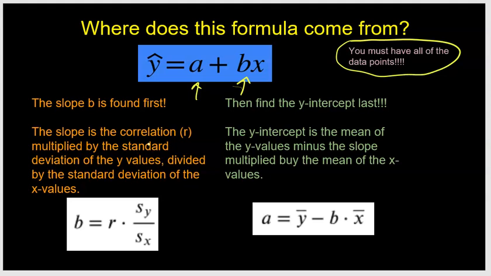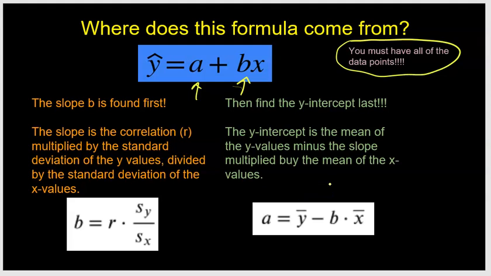All right, so how do you find the slope? Well, it's a simple formula. It is the correlation R multiplied by the standard deviation of all the Y values divided by the standard deviation of all the X values. So it's a pretty simple formula, but to know the standard deviation of the Y's, you gotta do the math. To know the standard deviation of all the X values, you gotta do the math.